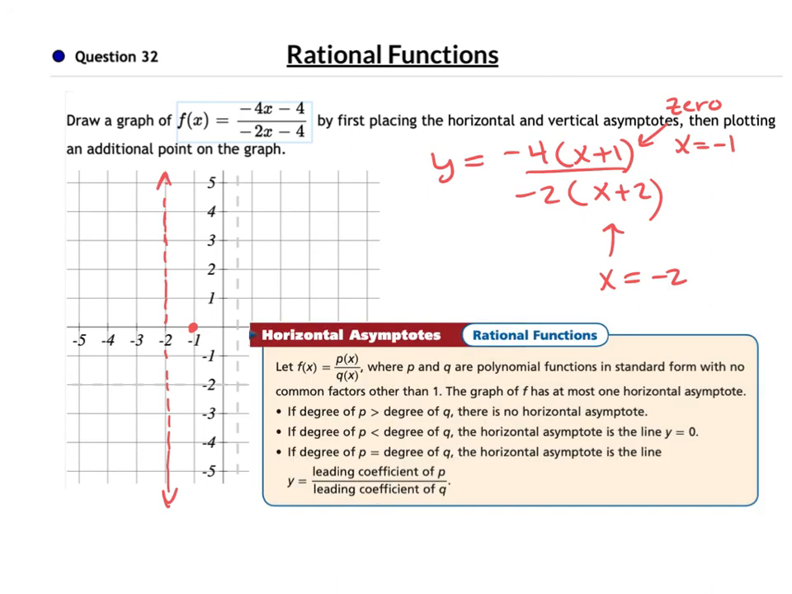For our horizontal asymptote, we have to look at the degree. The degree of the top one is 1, and the degree of the bottom one is 1. And the horizontal asymptote, since the degrees are equal, would be the leading coefficient of the top divided by the leading coefficient of the bottom, numerator and denominator. That's negative 4 over negative 2, which is 2. So y equals 2 is a horizontal asymptote.